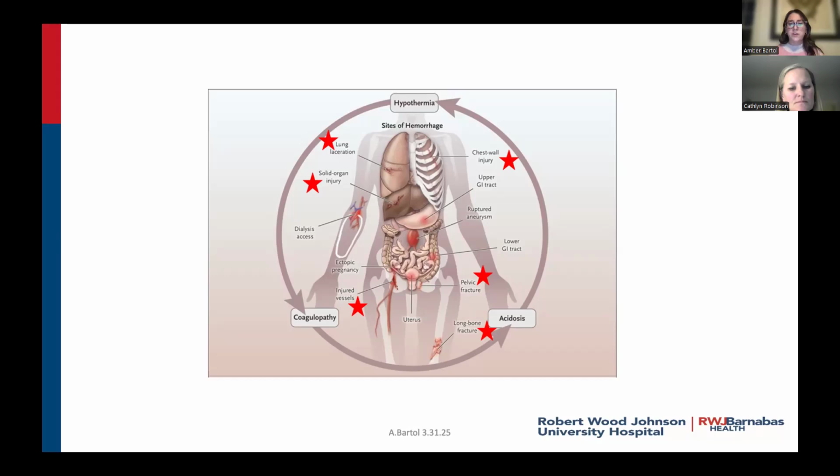Or this person is on dialysis and their fistula starts bleeding and everything else is fine, but they're bleeding from this access site. So we really can't just think about hemorrhagic shock for trauma. It can happen in all different types of medical situations.